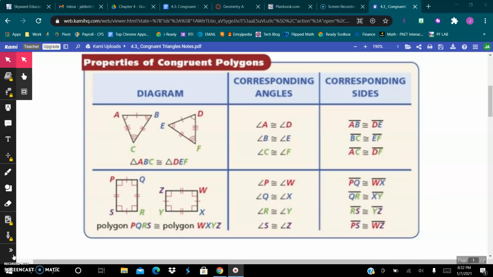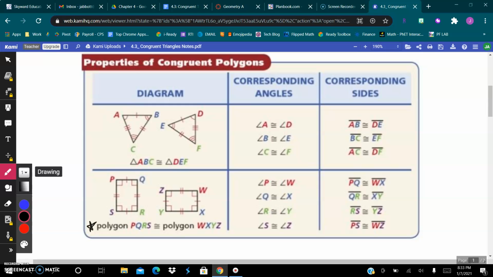So color-coded again. Notice in the congruent statement here that they're color-coded. The P goes with the W, and the Q goes with the X, and the R goes with the Y, and the S goes with the Z. So since there's 4 angles, there's 4 angle congruent statements you can write. And there's 4 side congruent statements that you can write.